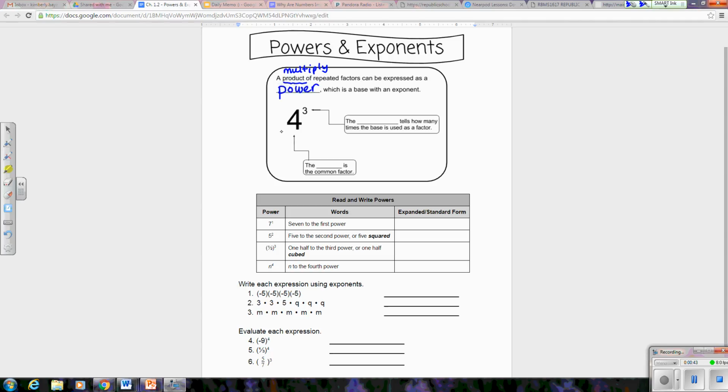This entire thing is called the power. And the power consists of a base with an exponent. This base right here is the common factor. It's the thing that is multiplied repeatedly. It is what we are multiplying repeatedly. So out here, this is multiplied repeatedly.